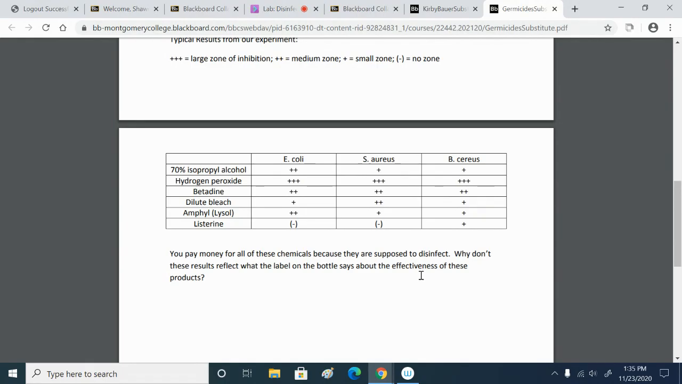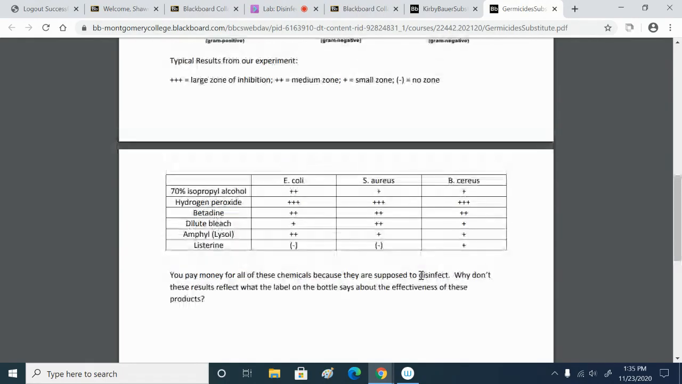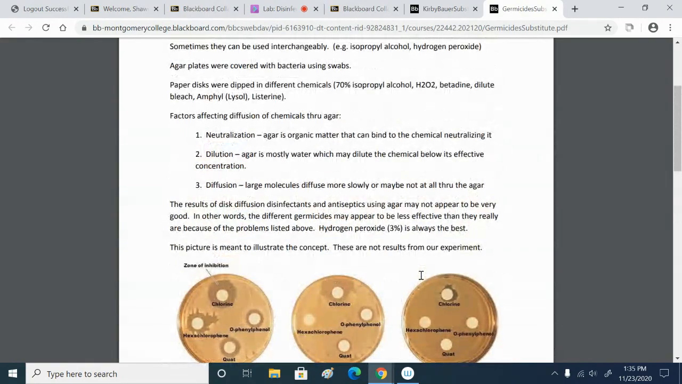Well, the problems have to do with the agar itself. So there are 3 problems with using agar plates for a diffusion test. One of those problems is neutralization. So agar is organic matter, and we've already talked about how certain chemicals bind to organic matter. And when that happens, those chemicals get neutralized.